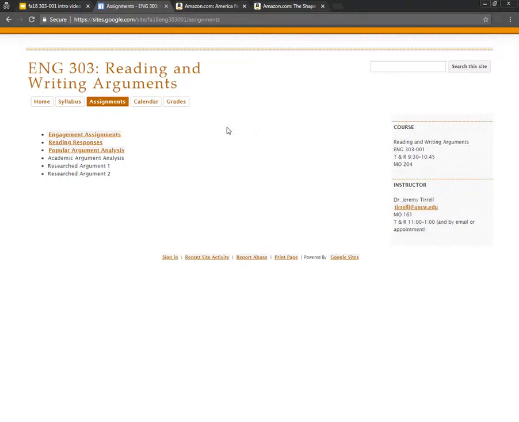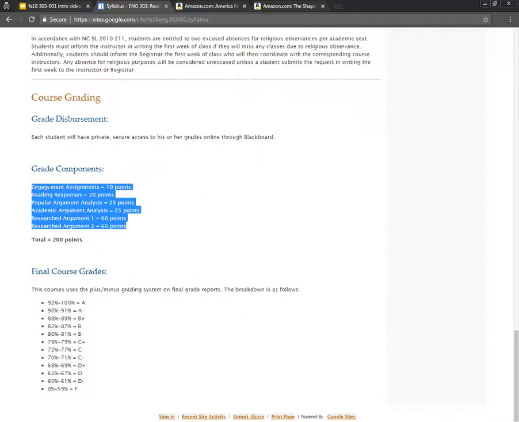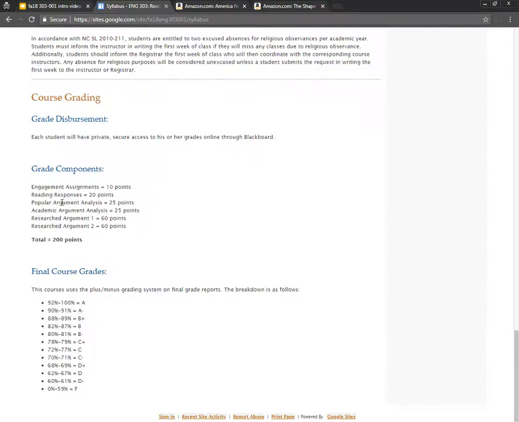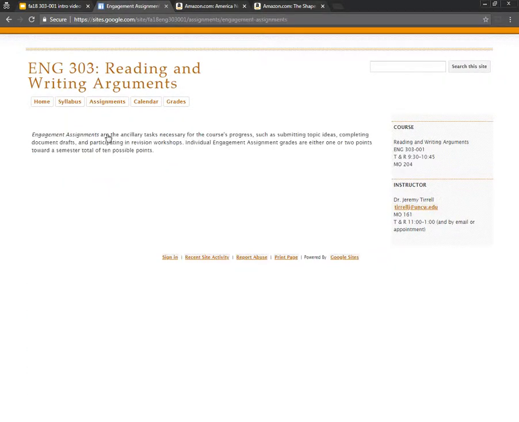The next section here, assignments. You'll actually see at the bottom of the syllabus sort of how the grade breaks down, right? This is the entire thing. Engagement assignments, reading responses, and then we've got 2 analyses, a popular argument and an academic argument. You'll be analyzing those. And then 2 researched arguments. The assignments page breaks down what those are. So the engagement assignments, those are small things we need to do to keep the course moving and keep everyone on the same page, right? So workshops, submitting topic ideas, doing drafts, those kinds of things. And those are 1 or 2 points. There'll be a total of 10. So if you look at the calendar, it actually shows you all of those.